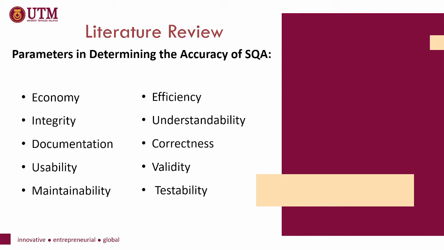So these are the parameters in determining the accuracy of software quality assurance using AI. We want to see the comparison between the accuracy, the integrity, the documentation, the usability, the maintainability, the efficiency, the understandability, and the correctness, the validity and the testability. This is the main point. I will just explain some of it, for example, the accuracy.